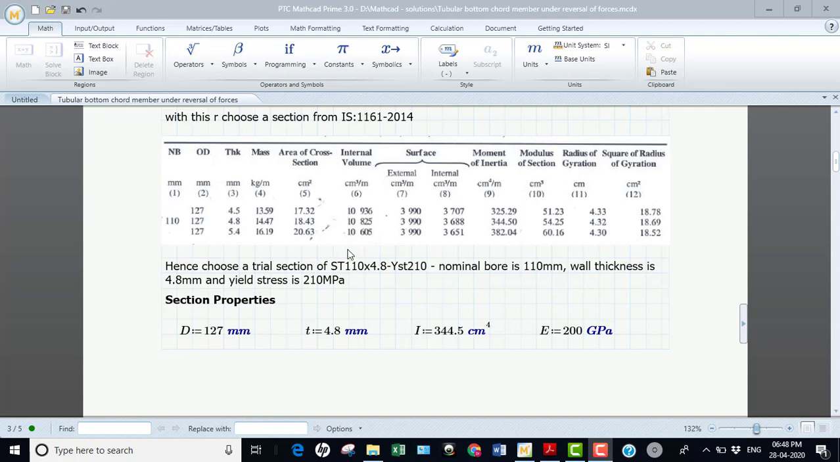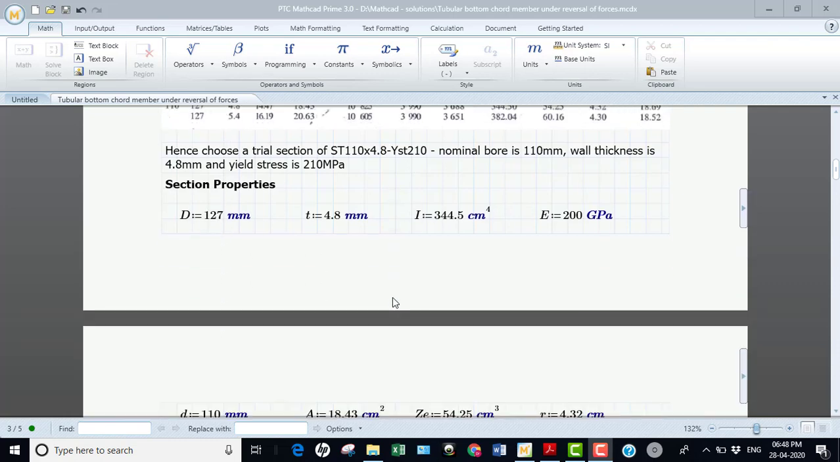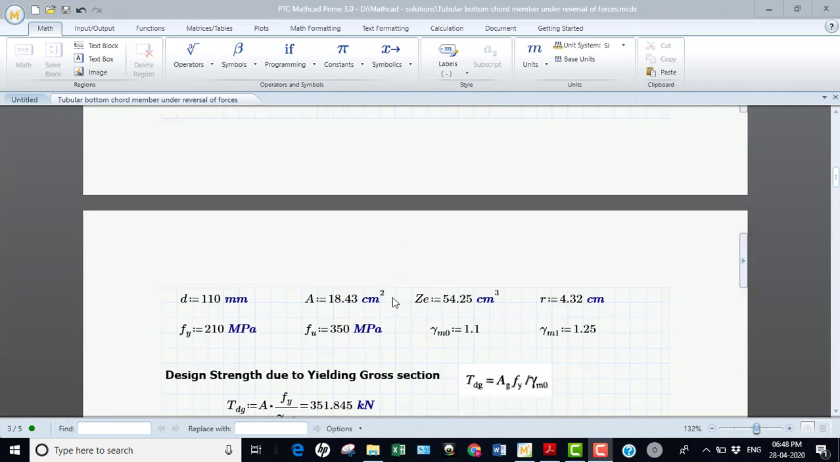The designation of the pipe for this force is ST 110 by 4.8. That means steel tube of nominal bore diameter of 110 with the medium class, and grade of steel is 210. With this code guidance, I took all the necessary section properties. In addition, I should also take the yield stress of the pipe and the ultimate stress of the pipe.